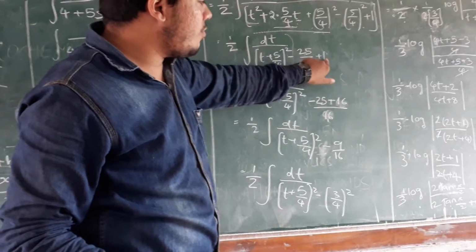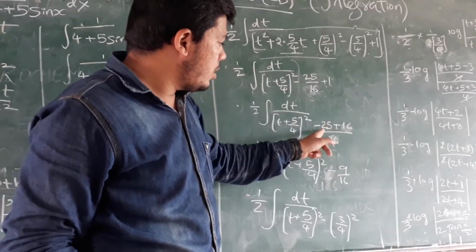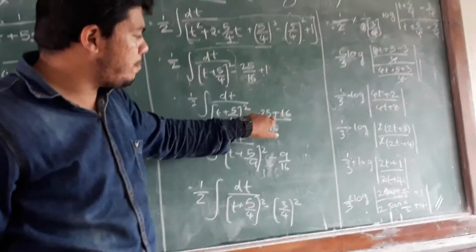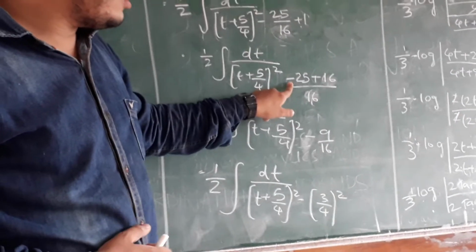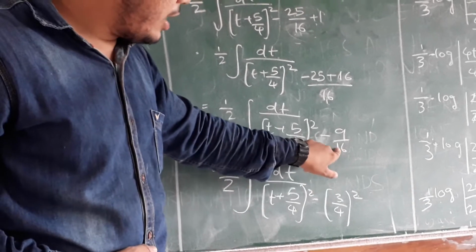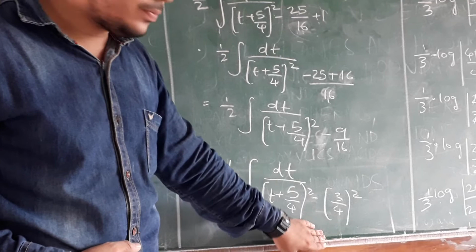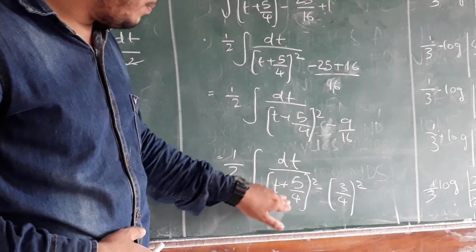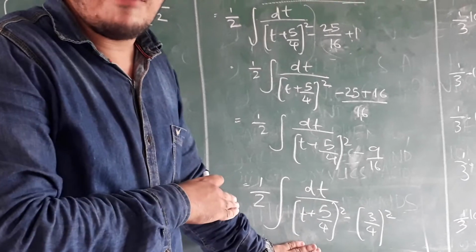25 by 16 plus 1 gives minus 25 plus 16 by 16. We have minus and plus, so we have to do minus: 25 minus 16 is 9. The bigger number has the minus sign, so minus 9 by 16. This 9 by 16 you can write as 3 by 4 whole square. So this is the same dt by t plus 5 by 4 whole square minus 3 by 4 whole square.